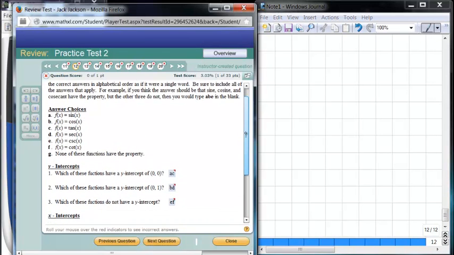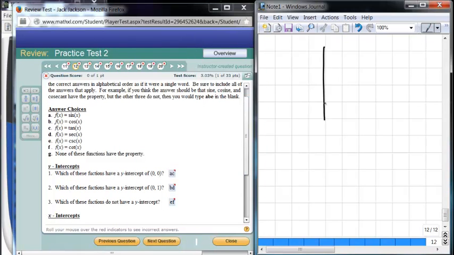Okay, let's talk about some y-intercepts. Which ones have a y-intercept of (0, 0)? Which ones start at the origin? Well, we know sine starts there, right? And it goes up. Tangent also goes through there. Cosine is going to start up here at 1 and come down. Secant is going to start at 1 and go up. And then the other two are undefined at 0. So sine and tangent, so A and C.